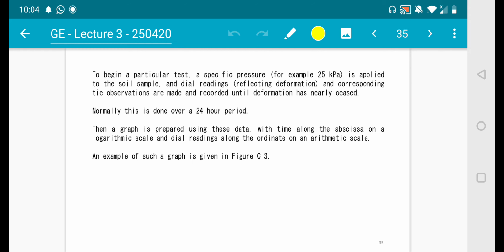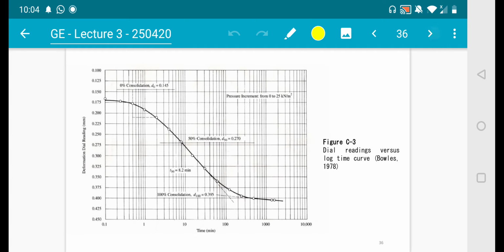Okay, so everything has been briefed to you, and this is likely a graph that you can come out from the test. On the x-axis it's the time, and on the y-axis is the deformation. As time passes, the deformation becomes lesser, and then you're going to define the 0% consolidation, 50% consolidation, and 100% consolidation respective to its deformation and time as well.